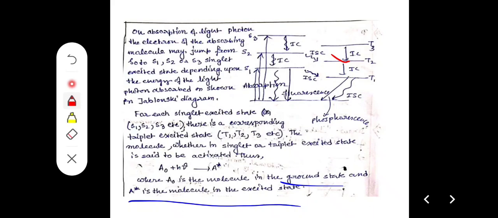Now, there are other types of radiative transitions. There is fluorescence from S1 to S0, and phosphorescence from T1 to S0. That is S1 to S0 fluorescence and T1 to S0 phosphorescence, and this is our absorption.